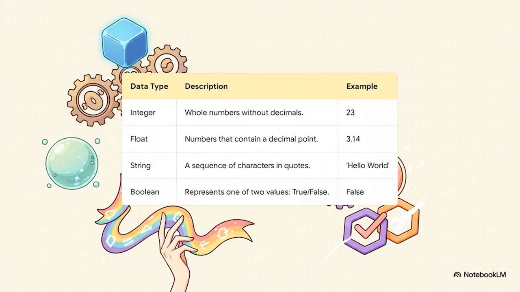Now those boxes are variables. They need to know what kind of information they're holding. We call these data types. As you can see here, we've got a few main ones. Integers are just whole numbers, like 23. Floats are numbers that have a decimal point, like 3.14. Then you have strings, which is just a fancy word for text. And notice how hello is in quotes? That's super important. It's how Python knows it's looking at text. And finally, you have booleans, which are just true or false. That's it. Getting these types down is absolutely crucial.